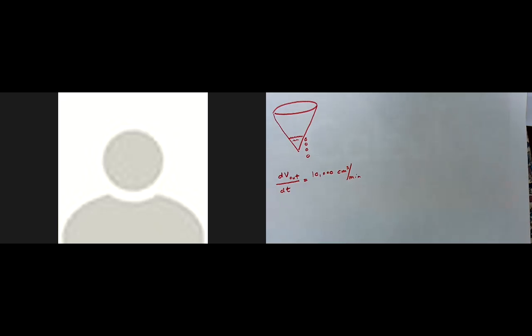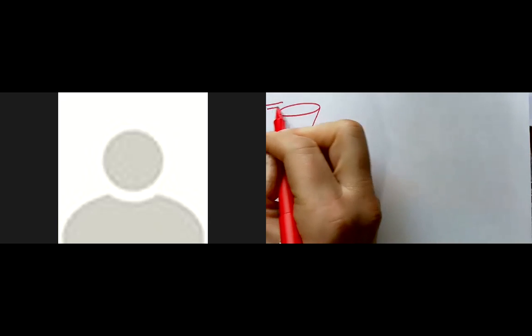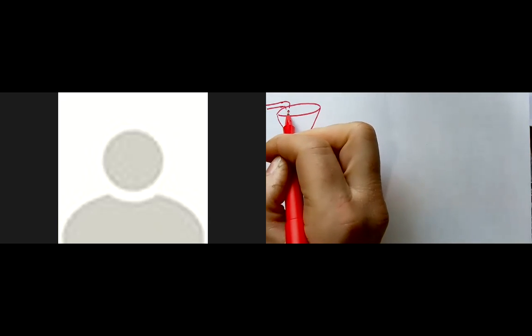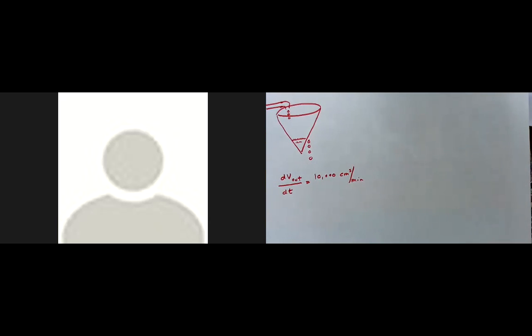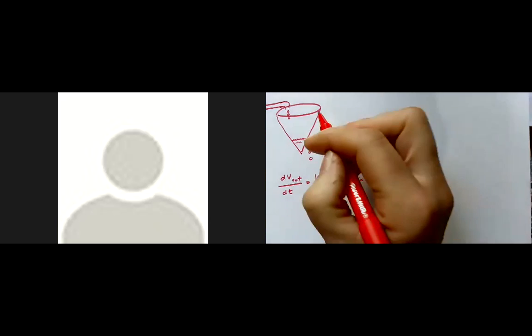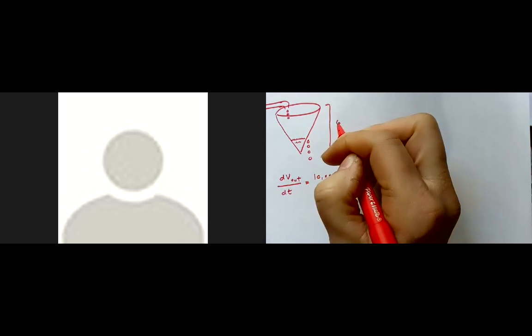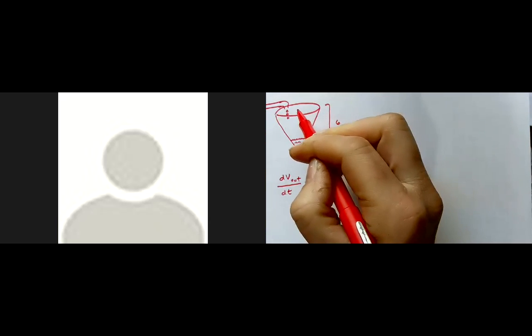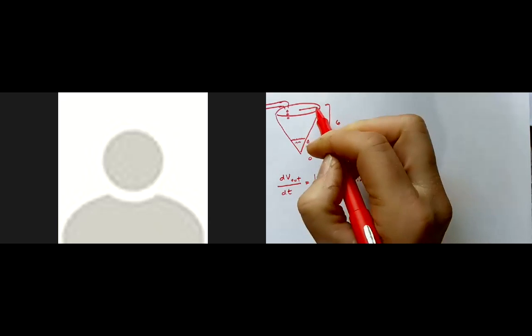The next thing they say is at the same time, so water is leaking out at the same time that water is being pumped in. So water is also being pumped in. Maybe there's a pipe right here and water is coming in. And it says at a constant rate, they don't tell us what that rate is. The tank has a height that's 6 meters and the diameter at the top is 4. So let's put this is 6. The diameter is 4. That means the radius is 2.